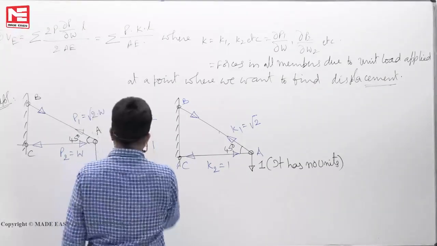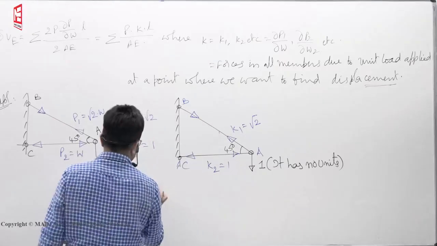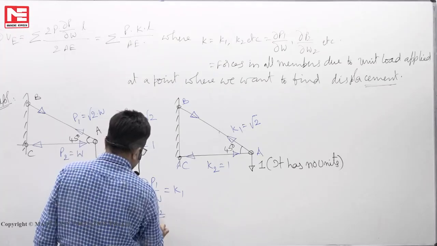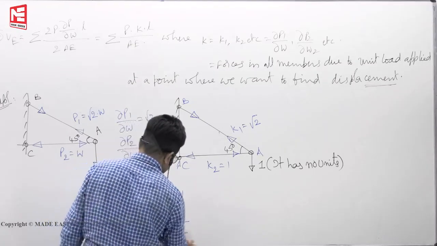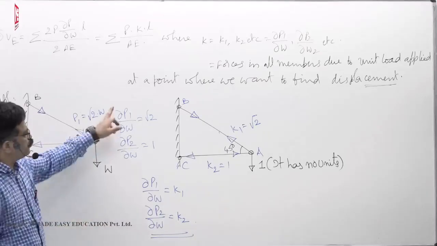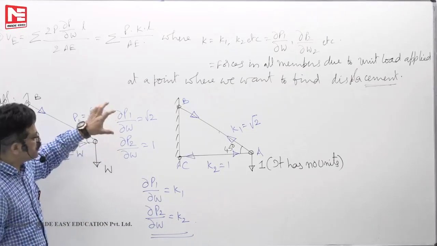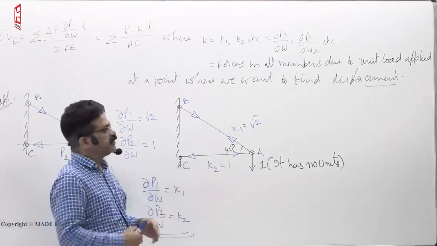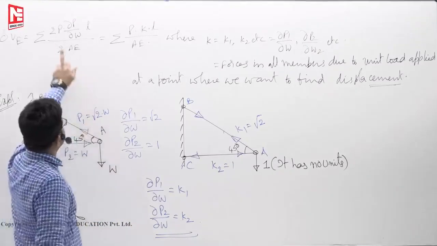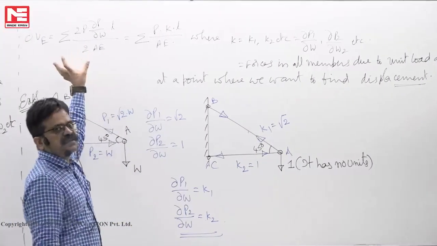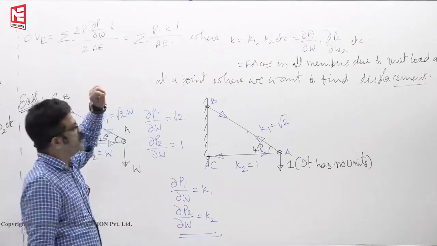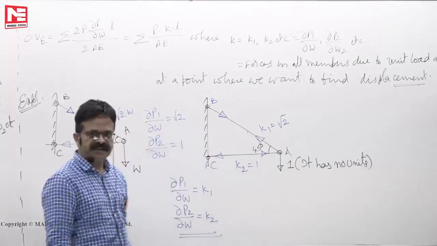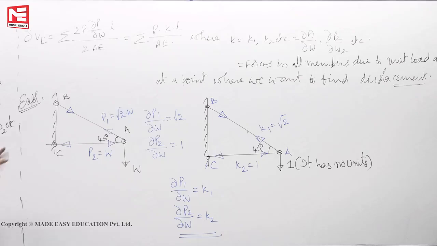Okay. Now observe this one carefully, this and this. Dou P1 by dou W is nothing but K1. Dou P2 by dou W is nothing but K2. The meaning of derivative of P1 with respect to W is equivalent to applying unit load at W location, finding the force in the members. Since you are using strain energy concept, this is called strain energy method of analysis. Since you are replacing that dou P by dou W as a unit load, we also call it unit load method. Okay. So this is the first example.